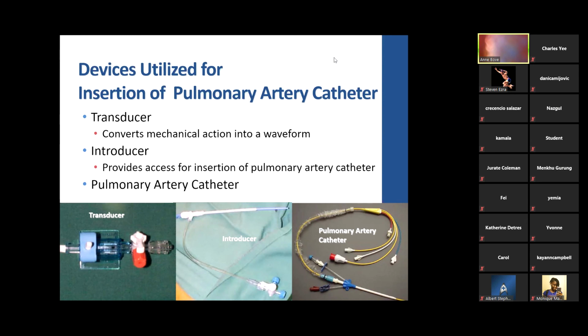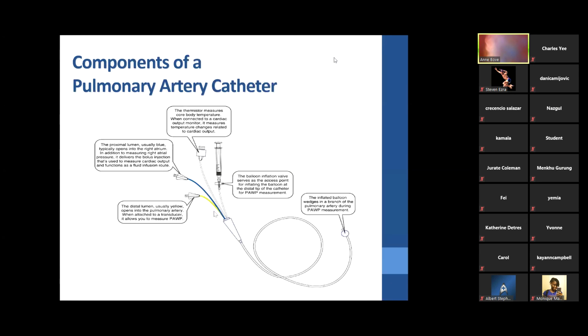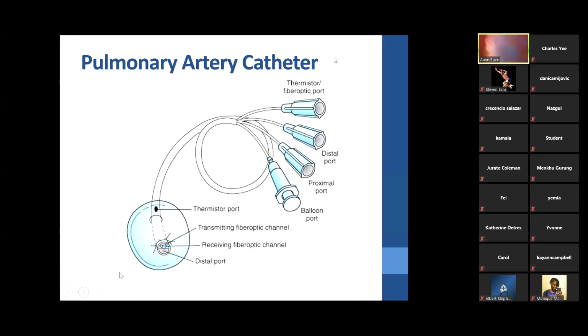These are the different ports in the catheter. The yellow one is generally the distal port, and that empties into the pulmonary artery. The blue port empties into the right atrium, and that's called the proximal port. Then you have your wedge balloon, which is a balloon that blows up in the pulmonary artery so that you can see what the pressures are on the left side of the heart without going into the left side of the heart. And then you can see the thermistor, which helps you to assess your cardiac output. So here's another picture of those ports.